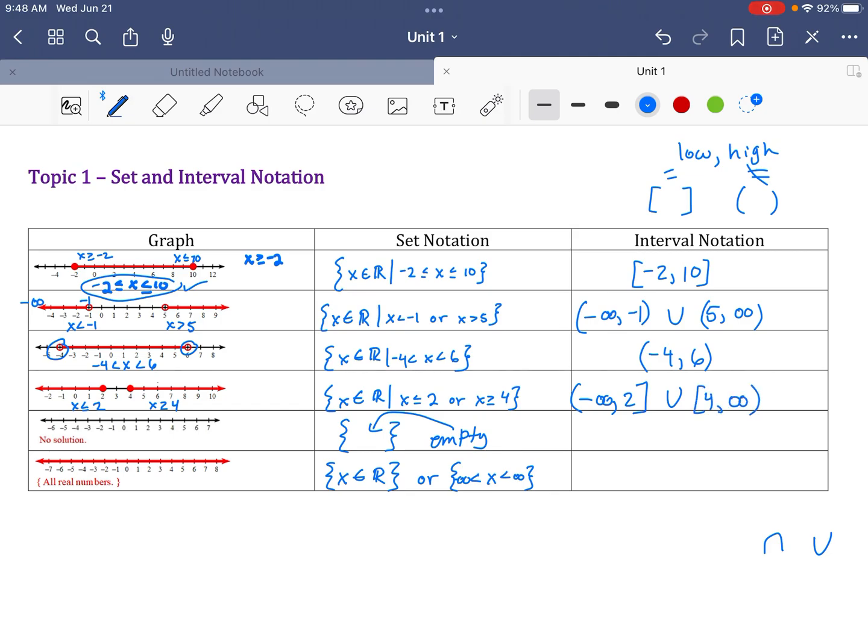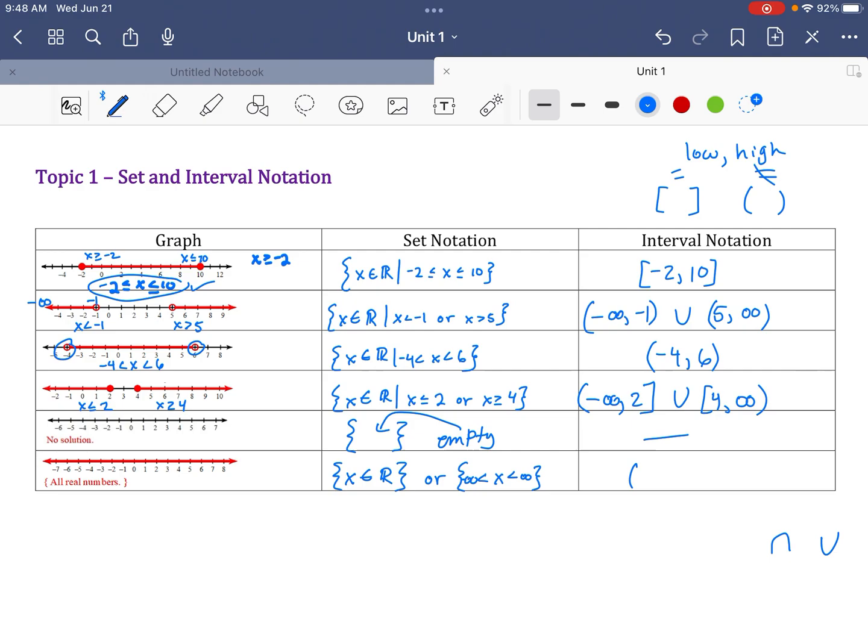Okay. An empty solution. There is no interval notation for an empty solution because there's nothing to write because it's empty. For all real numbers, you go from negative infinity to positive infinity, and you end with parentheses. Okay, that's it.